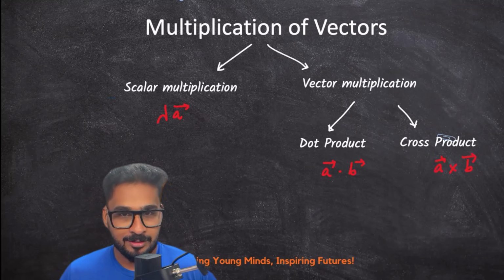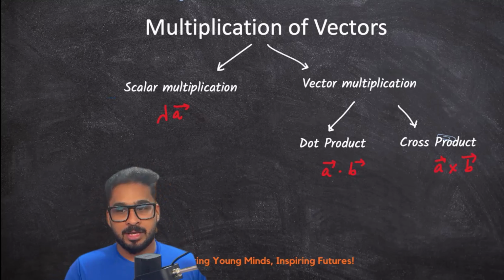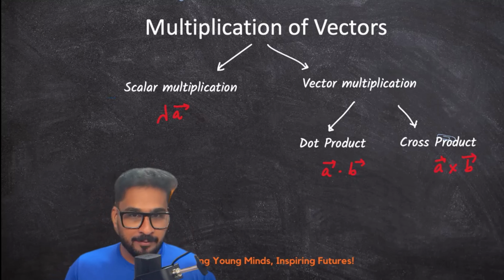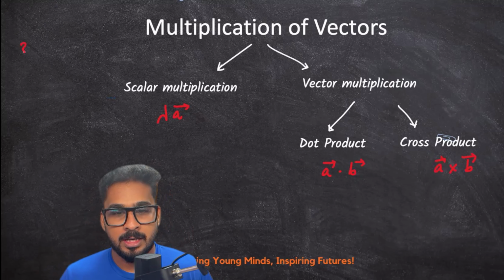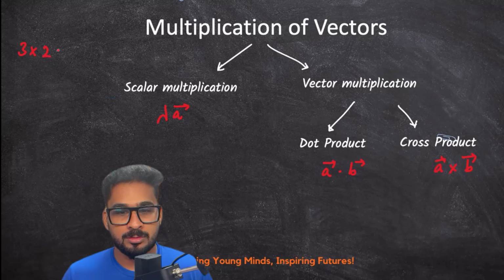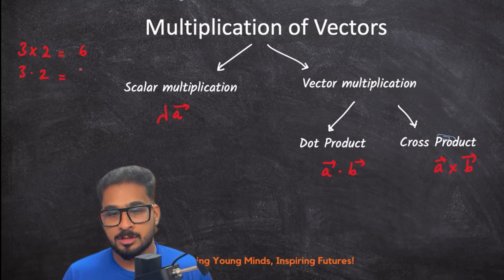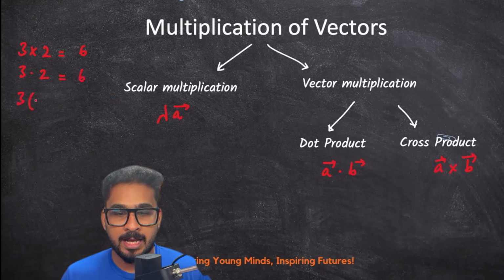Multiplication of vectors is classified into scalar multiplication and vector multiplication. In vector multiplication, we will be classifying into dot product as well as cross product. In normal mathematics, 3 multiplied by 2 is 6. If I write 3.2, that is also 6 only. If I consider 3 brackets of 2, that is also written as 6 only.